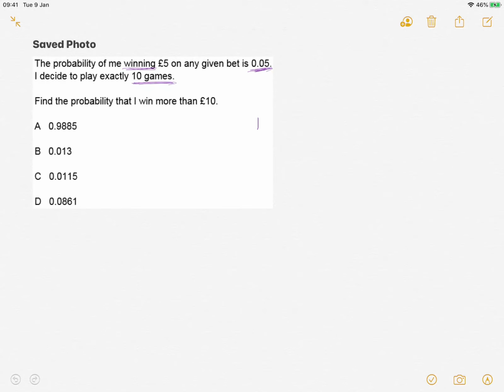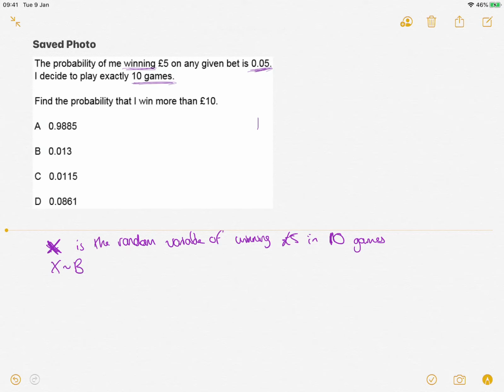So I can say that X is the random variable of winning £5 in 10 games. So we should always say what X is in our case, because otherwise it's just a letter. So we're saying that X is a random variable, and it's binomially distributed. We're going to do 10 trials, and the probability of success is 0.05. Now I want the probability that I will win more than £10.